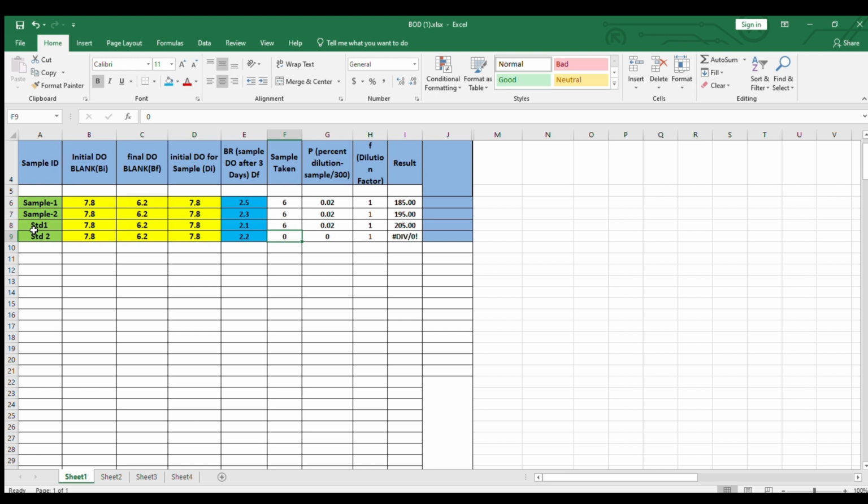And 2.2 milligram per liter remaining DO was in the second bottle. We added the 6 ml sample, and it will give us directly the answer 200 milligram per liter.